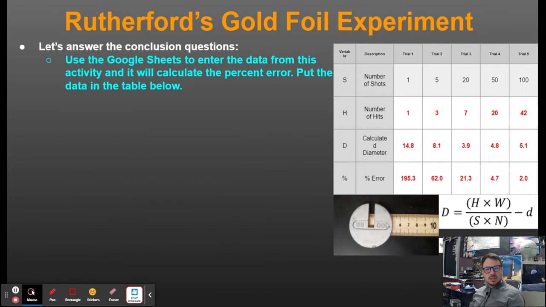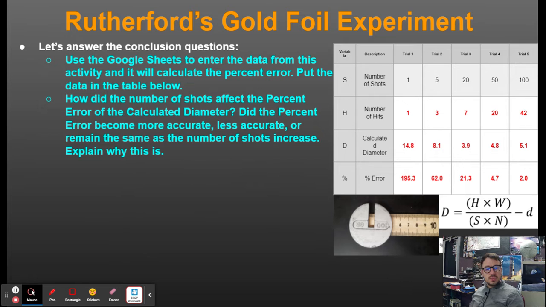So you can see here, I shot 100 shots. Now, I stopped and calculated at certain intervals, at 1, 5, 20, 50, and then 100. I kept moving on; I didn't start over. You can see here what happened. Let's answer this first question based on this. How did the number of shots affect the percent error of the calculated diameter? We can see that the percent error goes down.